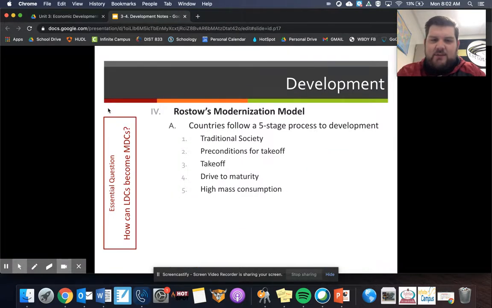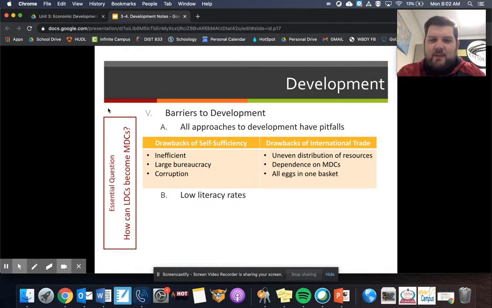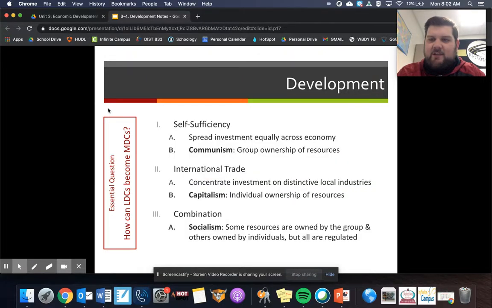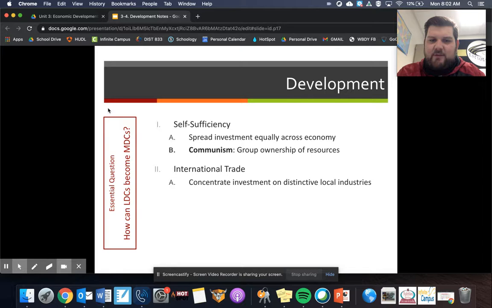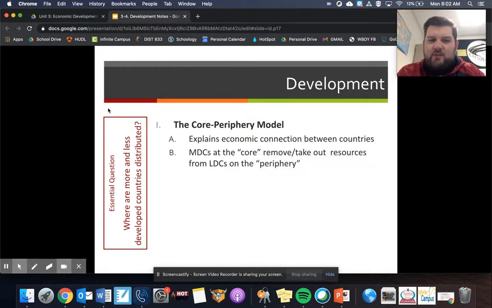Okay. Need to make sure that you understand these things. Okay. The barriers to development and the benefits to development. Okay. You also need to make sure you can define, categorize, and distinguish these three from one another. Right. So make sure that you can do that, and then you need to know core periphery model. All right. There's 2 more activities for you to do today, and then that's it.